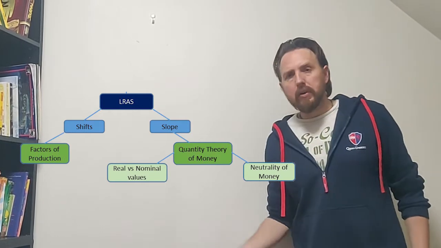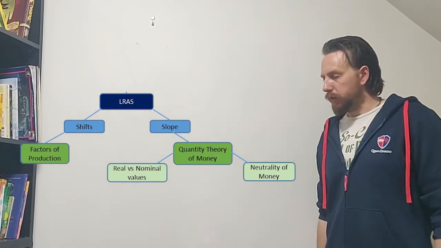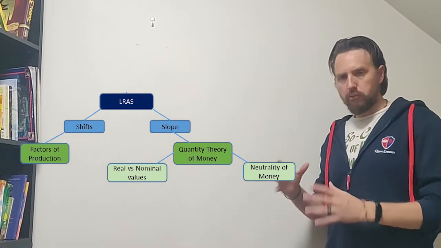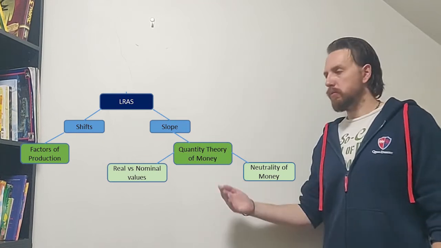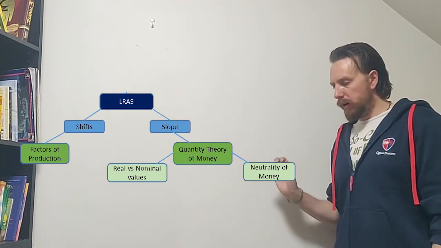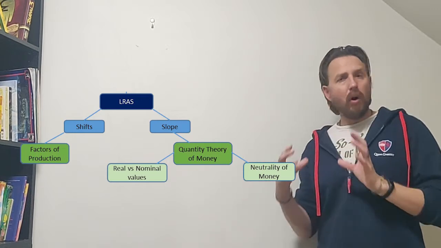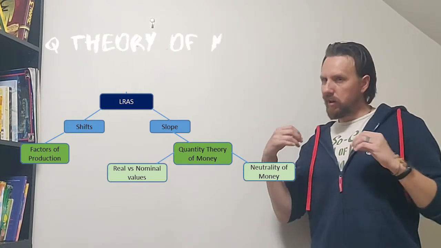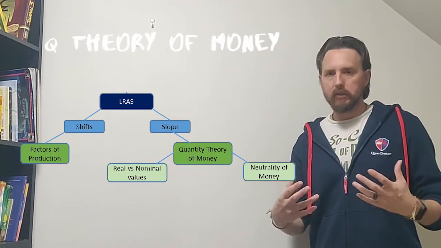So I want to start here with the long run aggregate supply curve and talk a little bit about the reason it has the slope that it has and the reason why it shifts. The reason it has this slope really comes down to the quantity theory of money. Now, that's a lot harder sounding than it really is.